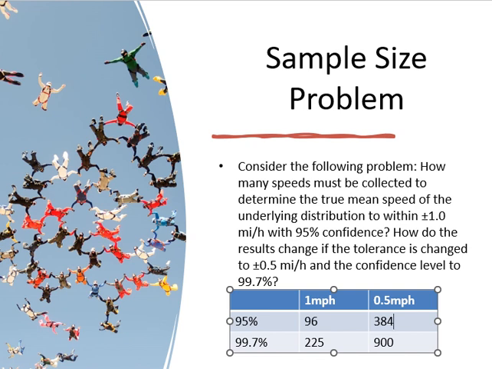And what happens when you decrease the error, the tolerance? When you decrease the tolerance values, we need more data. The values increase, right? Because less error means more accuracy. Want to be more accurate? Collect more data.